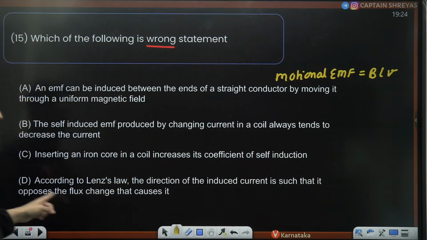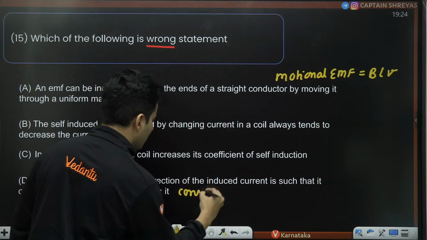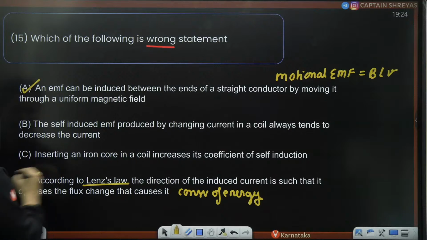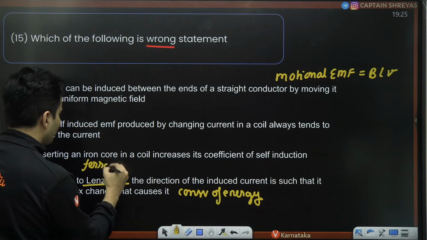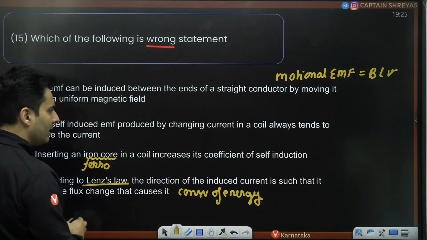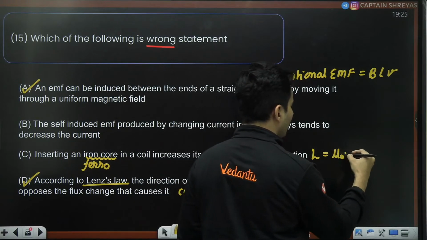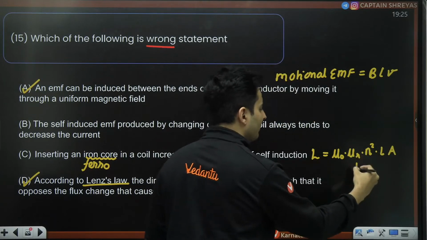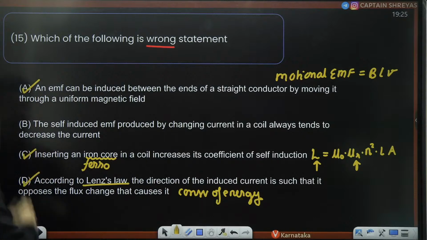According to Lenz's law, the direction of the induced current is such that it opposes the flux change that causes it. Yes, this is exactly what Lenz's law is, and it is based on the conservation of energy. So this is also correct. Inserting iron: iron core is basically ferromagnetic in nature. So what happens to the self inductance, that is mu naught into relative permeability into n square into L into A. So if relative permeability increases, inductance also increases. So therefore C is also correct.